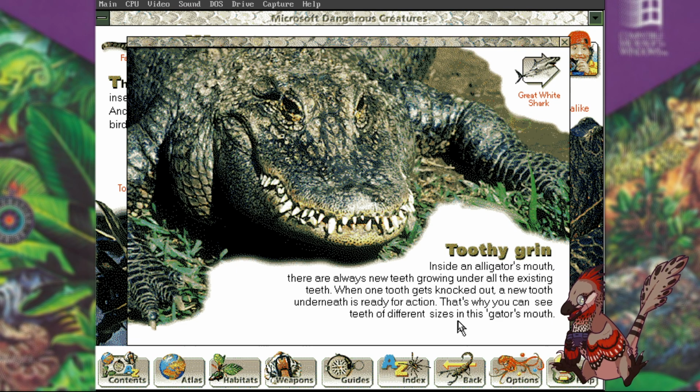Inside an alligator's mouth, there are always new teeth growing under all the existing teeth. When one tooth gets knocked out, a new tooth underneath is ready for action. That's why you can see teeth of different sizes in this gator's mouth. And that's interesting. I did not know that. That is actually like regrows its teeth. I feel like that would be very handy to have for some humans as well.